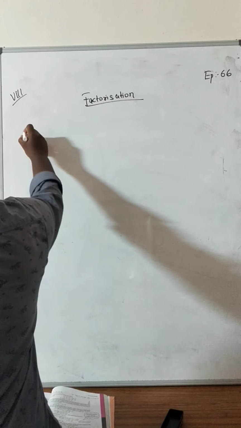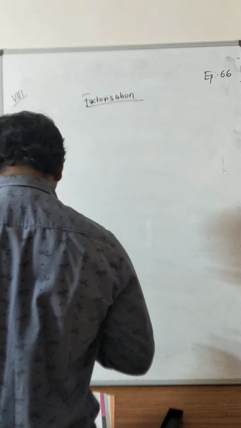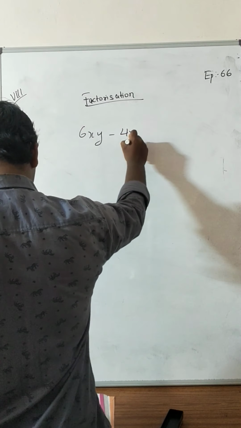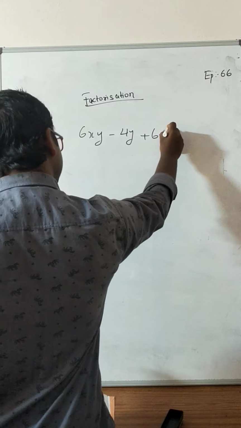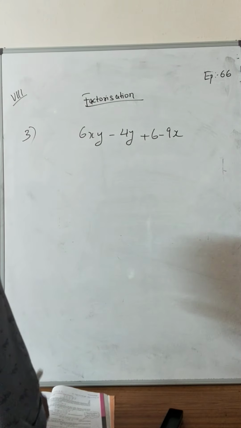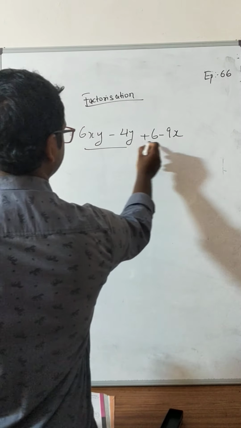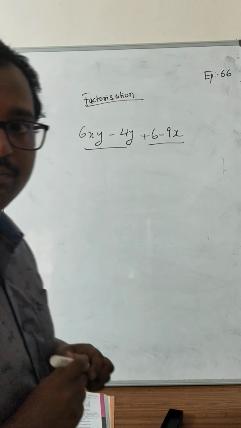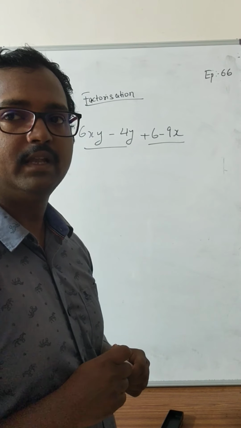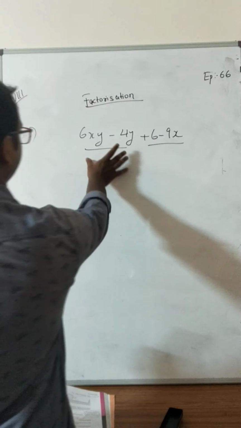Let me do the third one, exercise 3, example 3 also. In example 3, the question is 6xy minus 4y plus 6 minus 9x. So here, we have to group them. We have to group them in such a way that we can take certain numbers as common. Now see, this is how I have decided to group them.